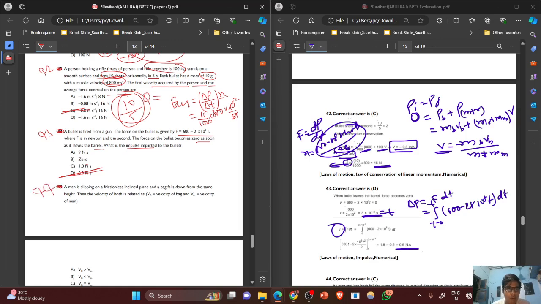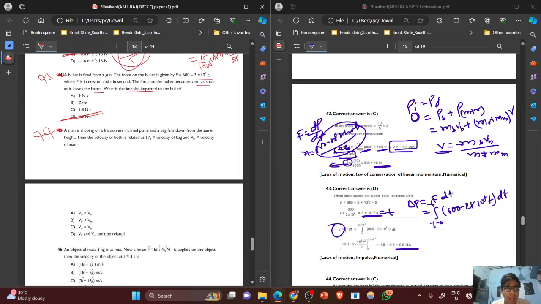Moving ahead to the 44th question. A man is sliding on a frictionless inclined plane and a ball falls down from the same height. The velocity of both is related to the velocity of the bag or the velocity of the man. Let's suppose there is an inclined plane of height h. A man is sliding in this way, and a ball falls from the same height. Now it is asking how the velocities are related.